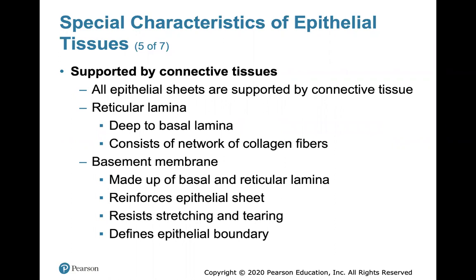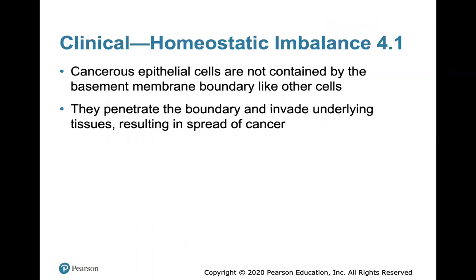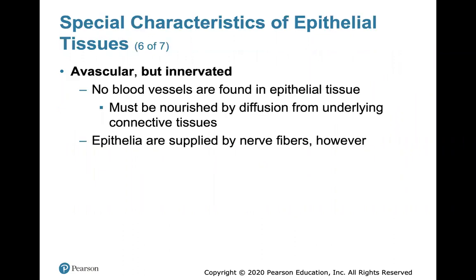Supported by connective tissues, all epithelial sheets are usually supported underneath by connective tissue, whether it's the reticular lamina or the basement membrane. Cancerous epithelial cells are not contained by the basement membrane boundary like other cells. They actually will penetrate and invade their underlying tissue, which will result in the spread of cancer.